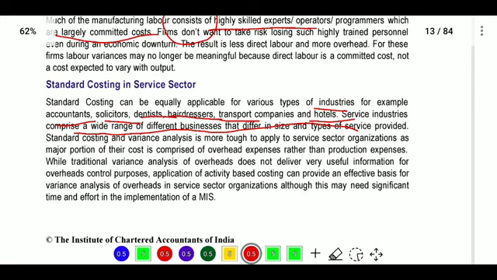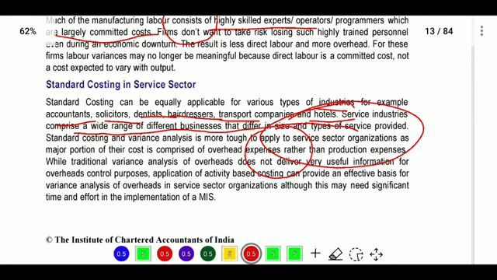Next, standard costing and variance analysis is more difficult to apply in service sector organizations, as the major portion of their cost comprises overhead expenses rather than production expenses. For services they do not have many production expenses. A cost sheet is more preferable for manufacturing units, while traditional variance analysis of overhead does not deliver very useful information. In traditional analysis we only have the standard and actual comparison.